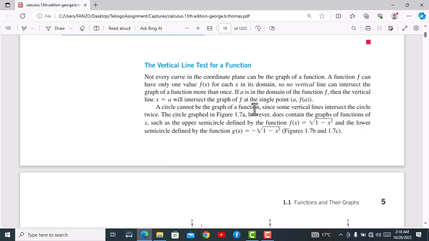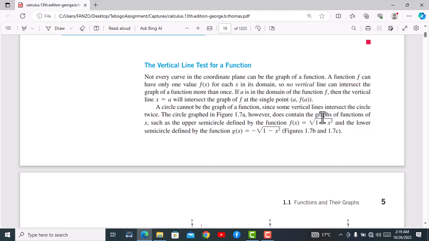A circle cannot be a graph of a function since some vertical lines intersect the circle twice. We will investigate and see that. The circle graphed in figure 1.7a, however, does contain the graphs of functions of x, such as the upper semicircle defined by the function y equals, or f at x equals the square root of 1 minus x squared. We can draw this graph and you will find a circle. Remember, it's plus or minus, and the lower semicircle defined by that.